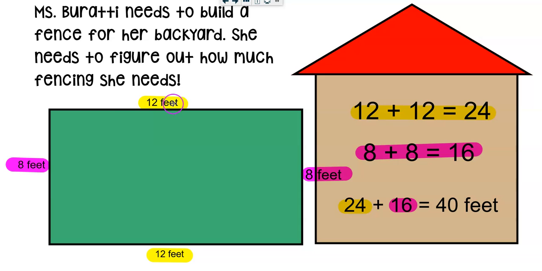So once you know the length of all the different sides of an object, you are just going to simply add them together. So here you'll notice that first I added together 12 plus 12. So 12 plus 12 equals 24. Next, I added together 8 plus 8. 8 plus 8 is 16. Once I found those two subtotals, I want to add those two numbers together to get my perimeter. I'm going to add 24 plus 16, and I would get 40 feet.